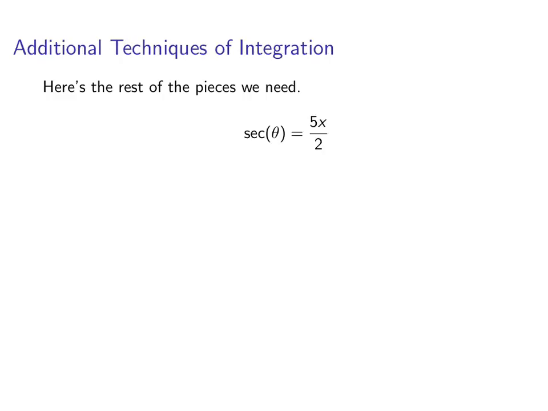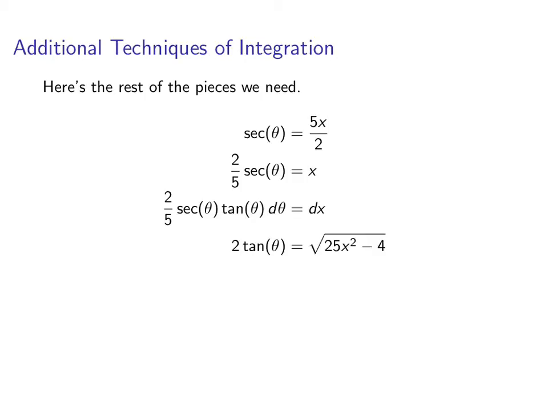Okay, let's work out the rest of the pieces that we need. So secant theta is equal to 5x over 2. We've got that. So we can say that 2/5 secant theta is equal to x. Now let's take a derivative. Remember that the derivative of secant theta is secant theta tangent theta. So we've got 2/5 secant theta tangent theta d theta is equal to dx.